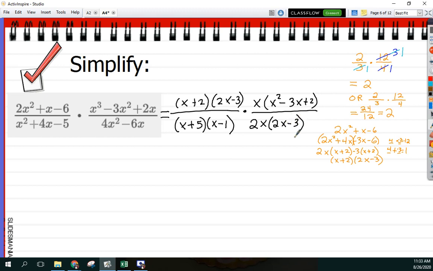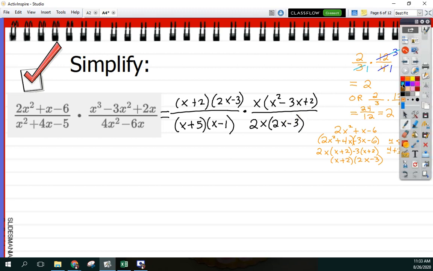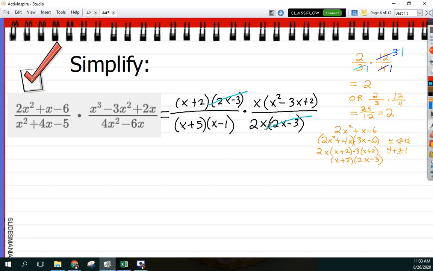Now I'm going to go ahead and start reducing some of our common factors just so that it's less to write in the next step. So notice again, we can reduce diagonally.